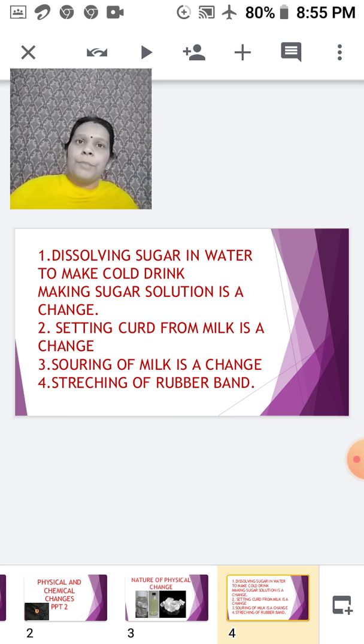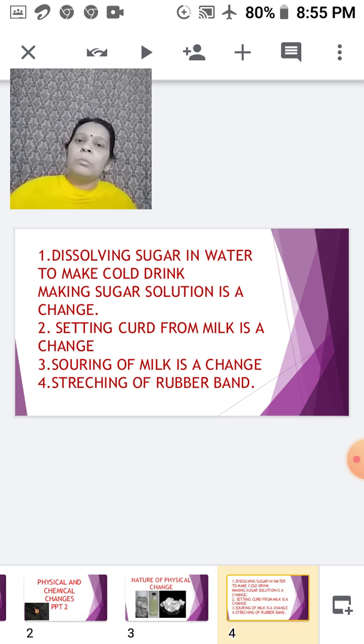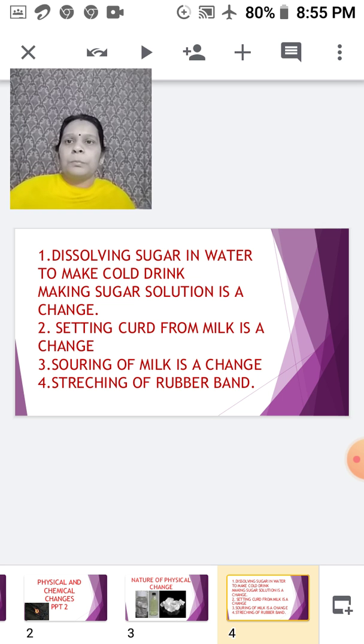Similarly, when we freeze water, it changes into ice. Ice is a solid state of water, but there is no change in the structure of the water molecule. So all these activities which we did yesterday proved that within a physical change, no new substance is formed. Only a few changes can be seen, and those changes are physical changes, such as in size, shape, color, etc.